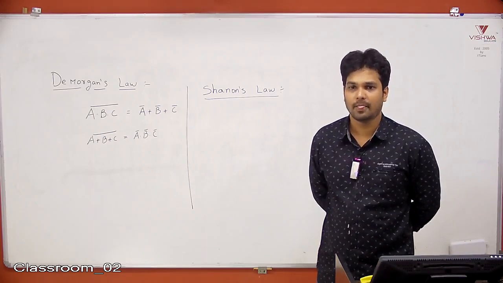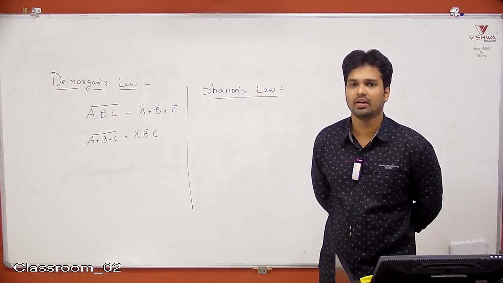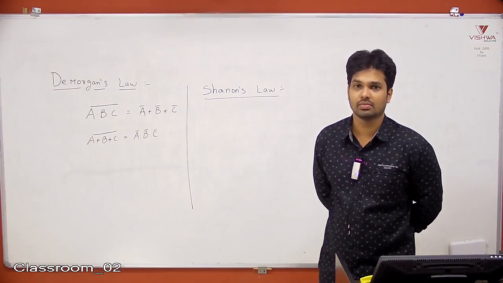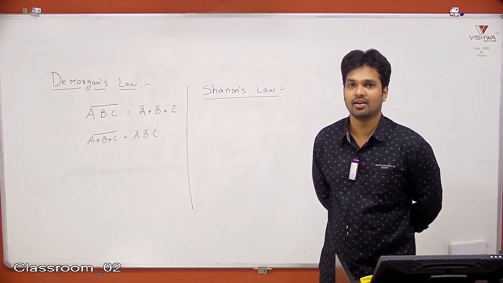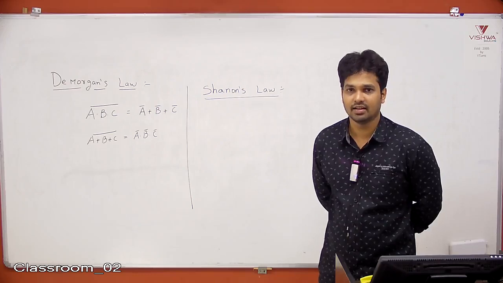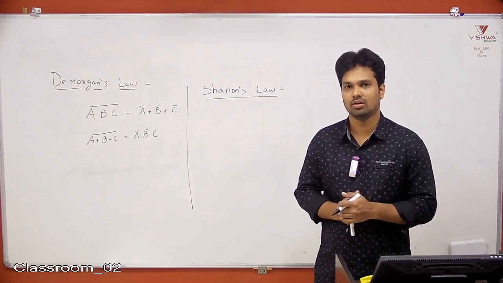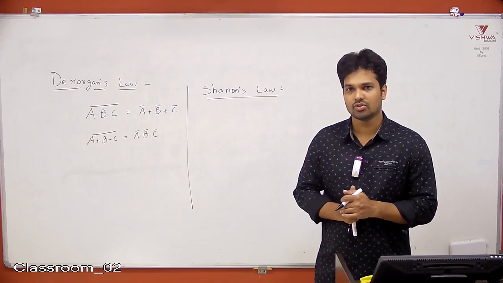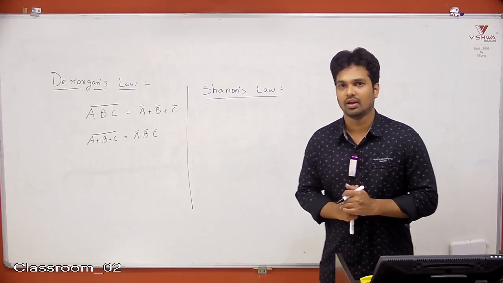According to Shannon's law, the complement of any logical expression can be obtained by finding its one-time dual and complementing each individual variable. Right. Write down the procedure.